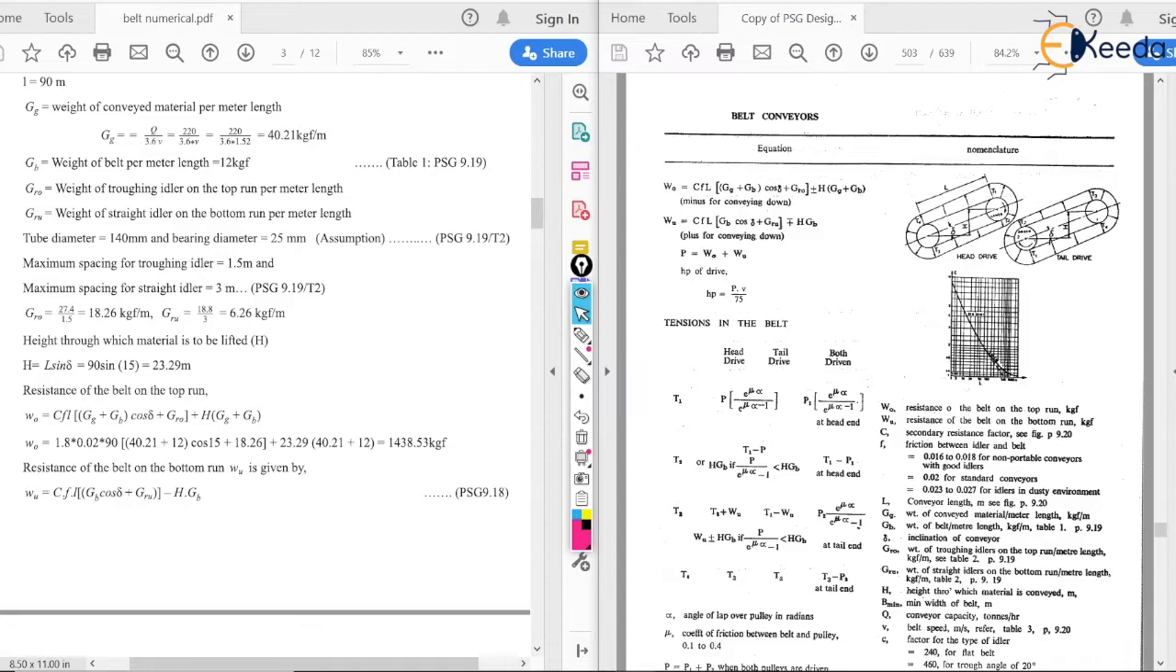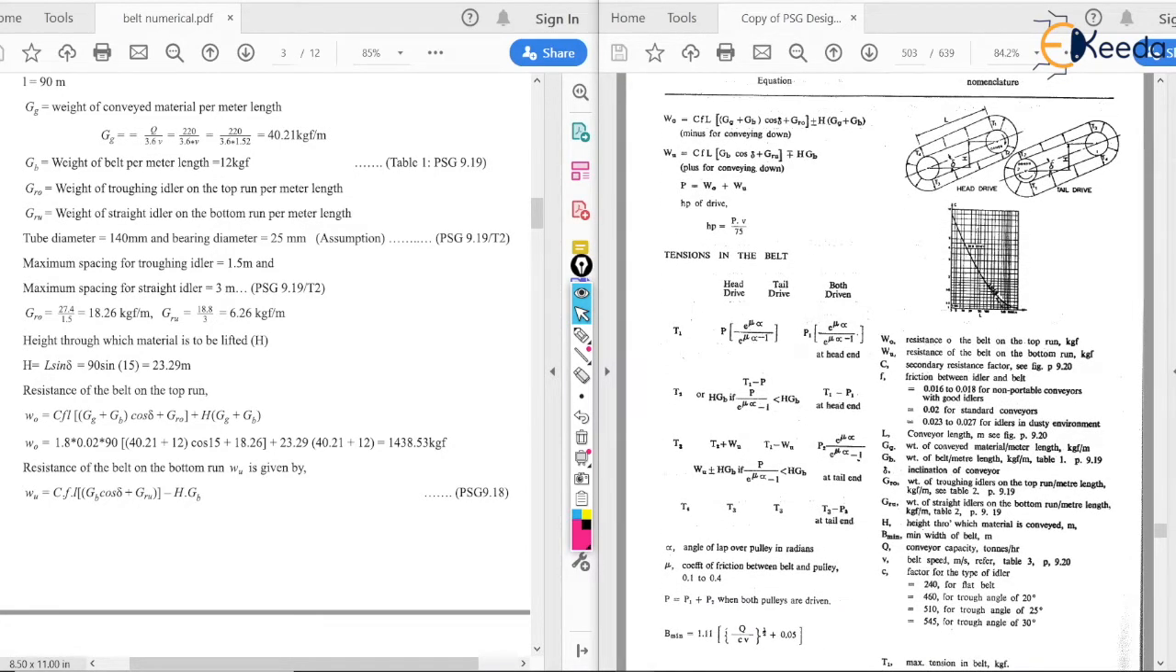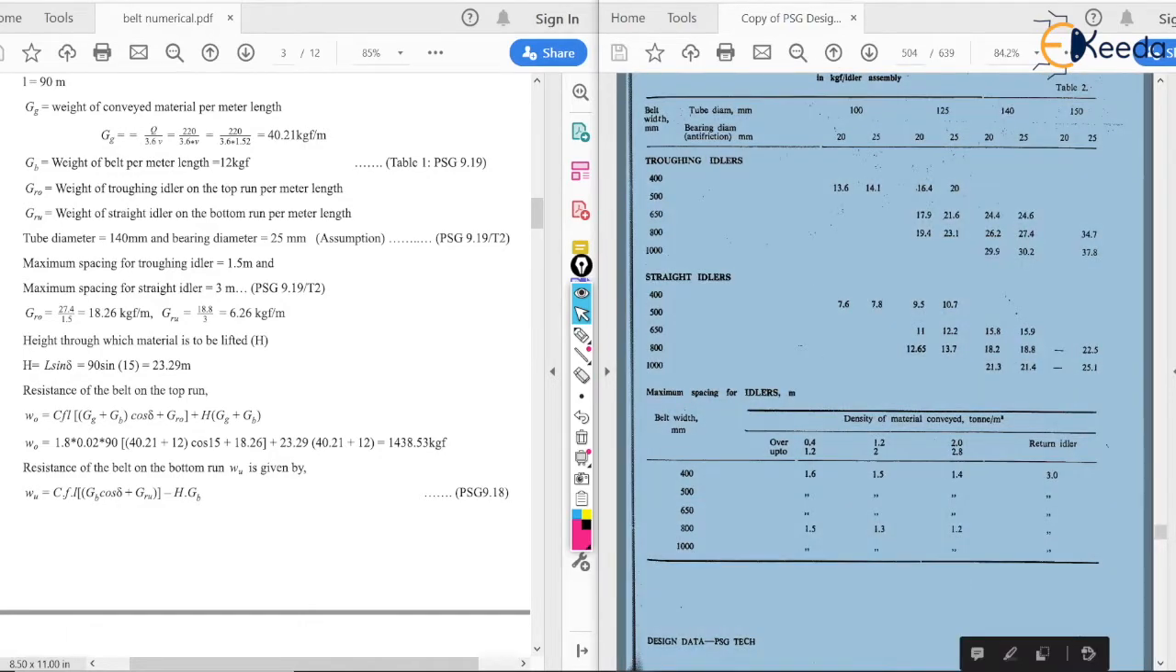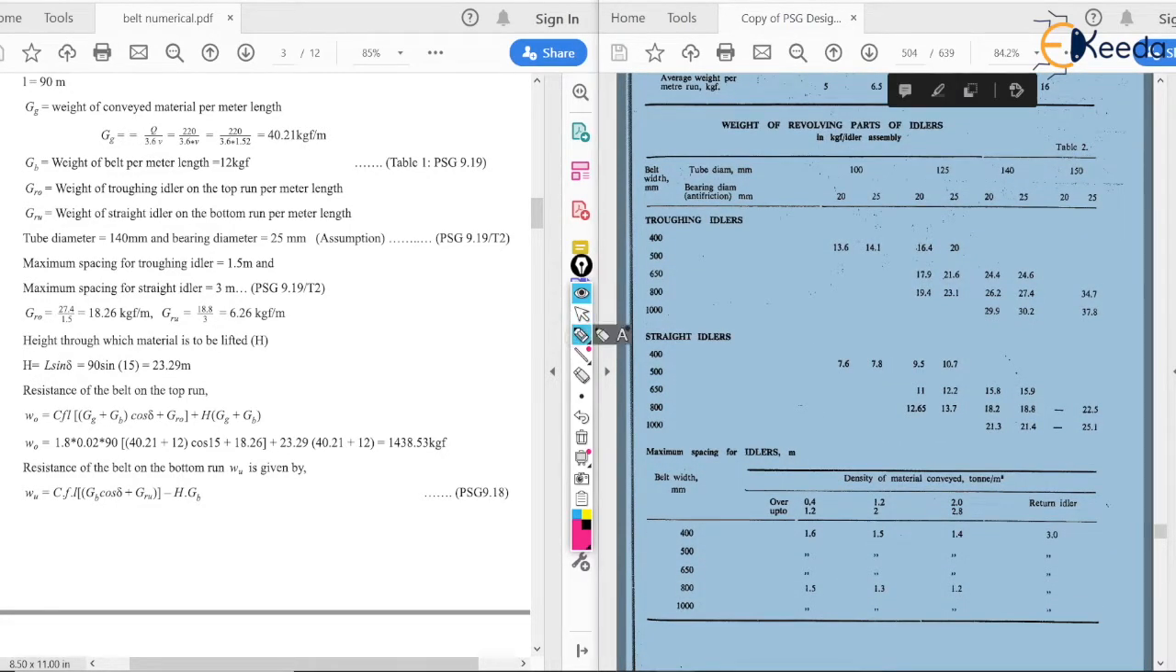Now for GRO we are going to get the value from the data book, that is from table number 2 and page number 9.19. Similarly for GRU also, table number 2 and page number 9.19. So let's move to the next page, which is this. Now this we have already done. GRU is 27.4, this is the GRO value 27.4 divided by spacing, so here it is 6.26.